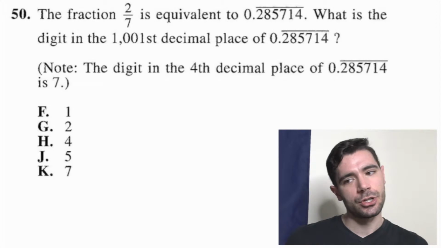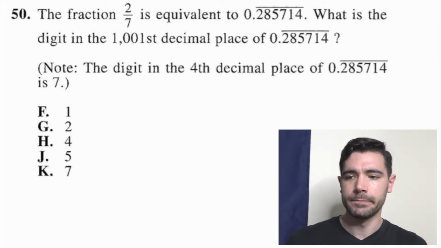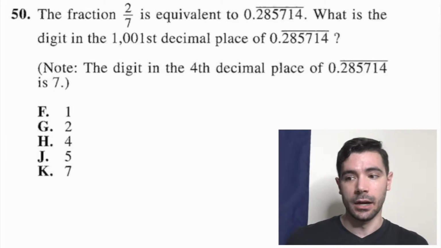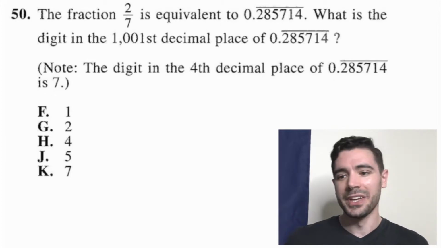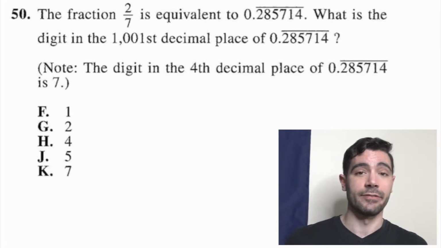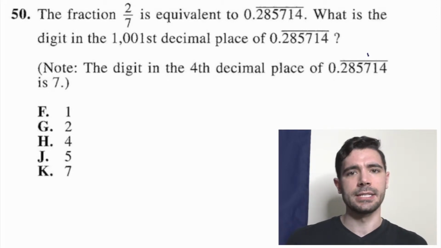It reads, the fraction 2 over 7 is equivalent to 0.285714. All right, I'll take your word for it. What is the digit in the 1001st decimal place of 0.285714? Note, the digit in the 4th decimal place of 0.285714 is 7. 1, 2, 3, 4. Yeah, I agree, it is 7.